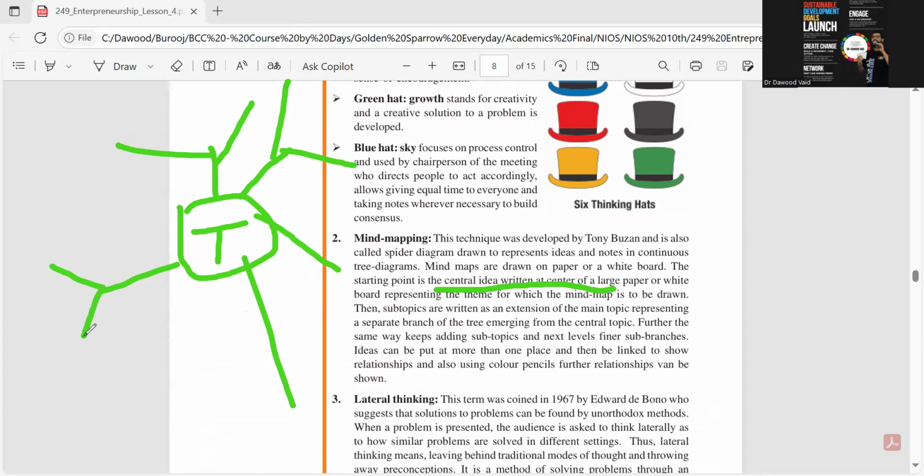And Tony Buzan has some great mind maps. In fact, at the end of every chapter, you have a mind map of the entire chapter summary, which is a great way to quickly recap what all you have learned so far.